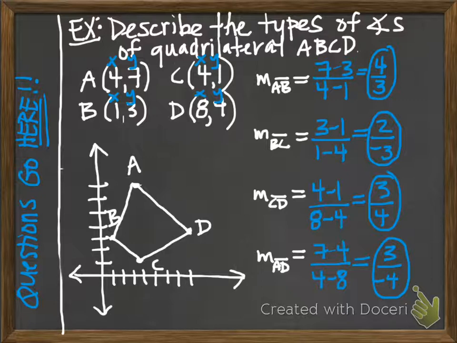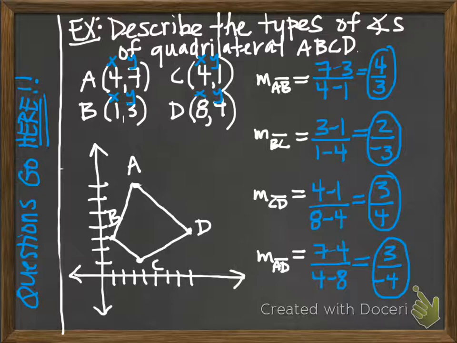So now we need to analyze what we've got here. Remember, slopes that are parallel are exactly the same number. And if I look at my 4 slopes, none of them are exactly the same. So that means none of these 4 segments that make up quadrilateral ABCD are parallel.